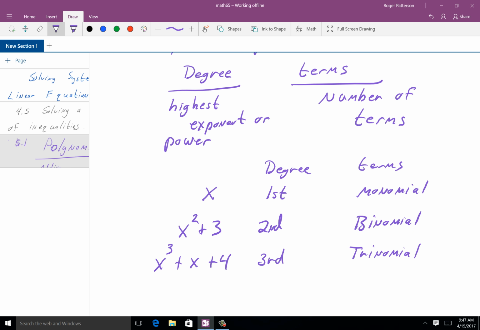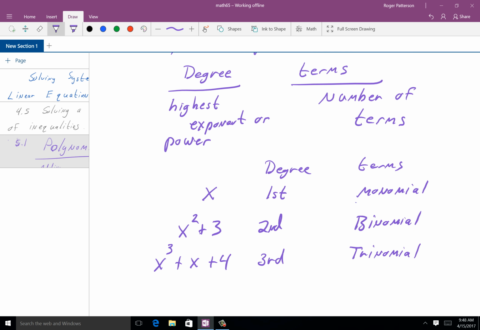Now, I've never heard anybody say quadnomial. Doesn't happen. When they get to that point, they're usually named after their degree. So if we had an exponent of 4, that'd just be a 4th degree polynomial. That's what we would call it.